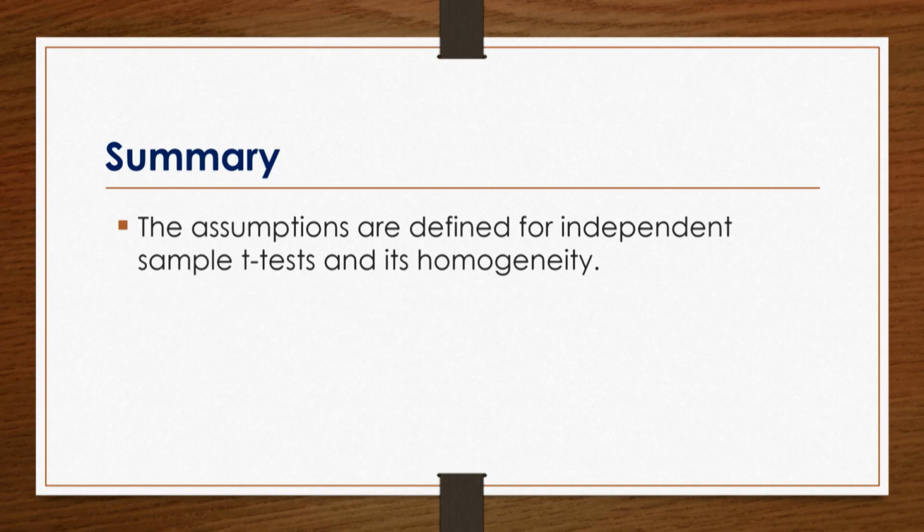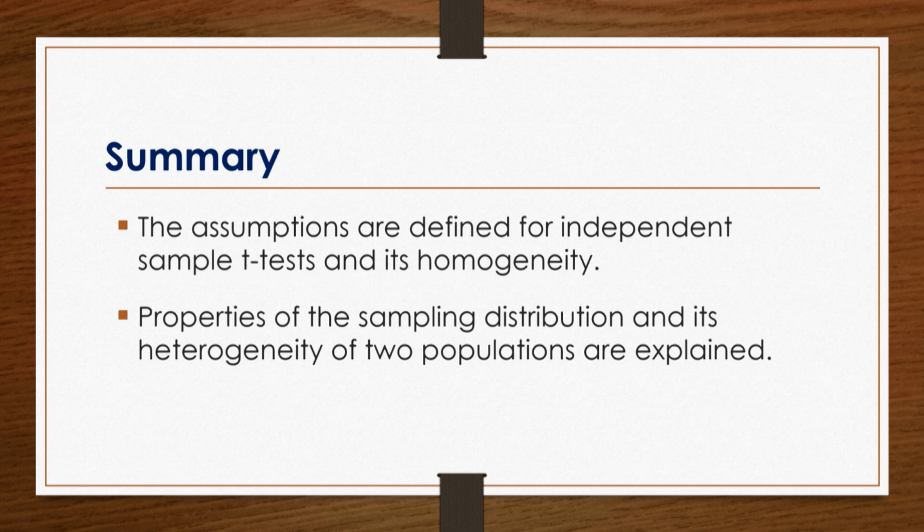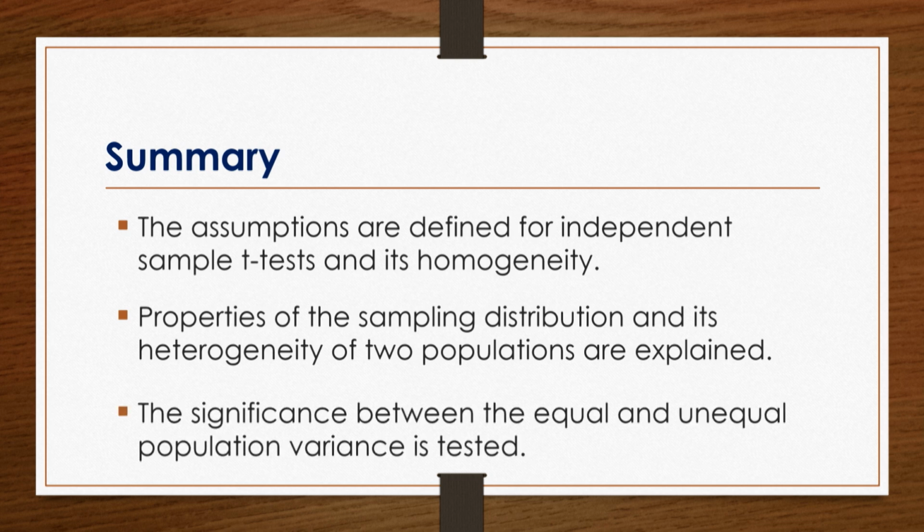Let us summarize what we have learned so far in this video. In this video, we learned about the assumptions defined for the independent sample t-test and its homogeneity, the properties of the sampling distribution and its heterogeneity of two populations are explained, and the significance between the equal and unequal population variance is tested.